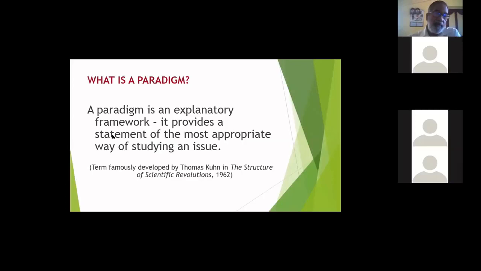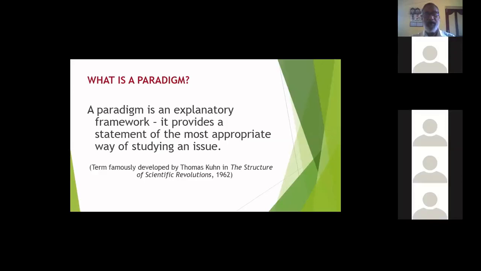Okay, a paradigm is a group of ideas, a cluster of ideas. Often people say it's a constellation of ideas. These ideas provide us a framework within which we can look at reality, look at our life, look at our social life, look at what we do, look at what we make out of what we do, and so on. And it provides a statement of the most appropriate way of studying an issue, okay?